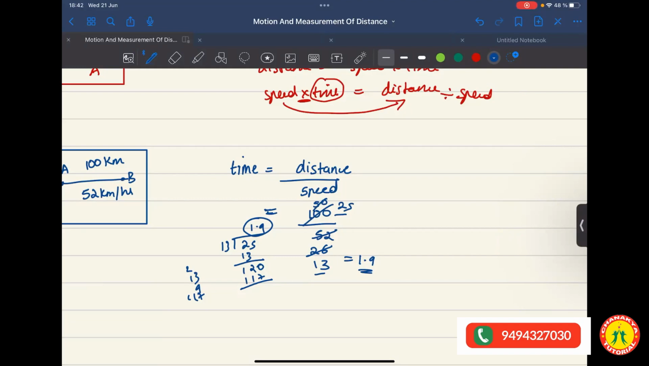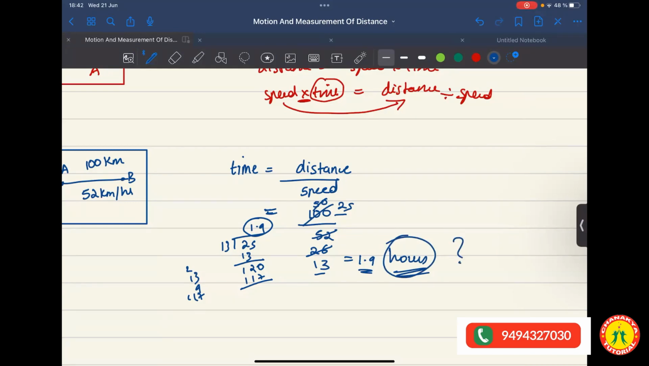I travel for these many minutes, these many seconds, these many hours. What unit are you going to use here? Hours. Why hours? Ma'am, because in 1 hour, the man is traveling 52 kilometers. Why can't this be seconds or minutes? Why hours?